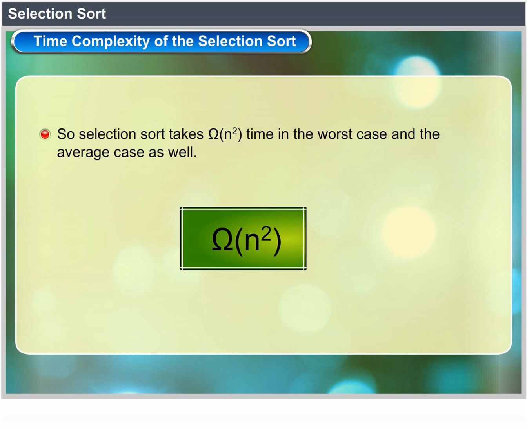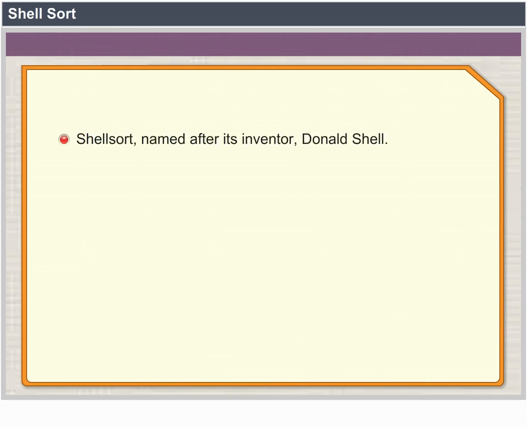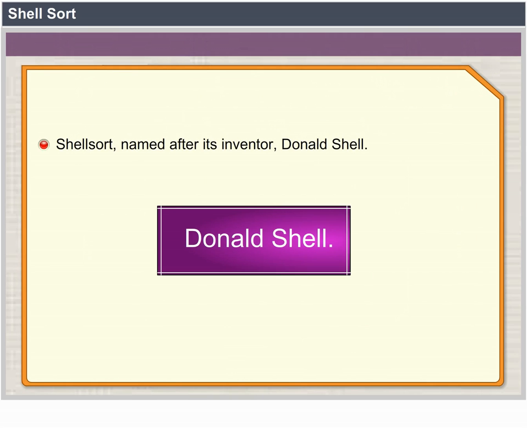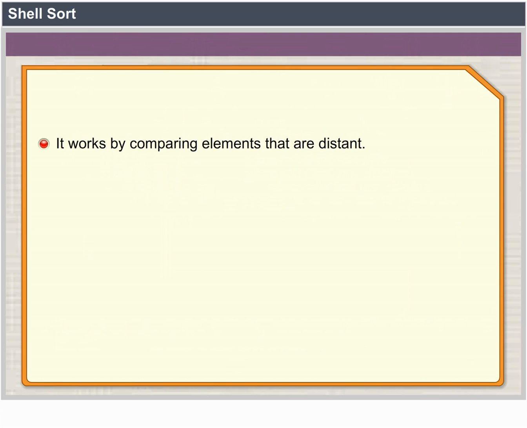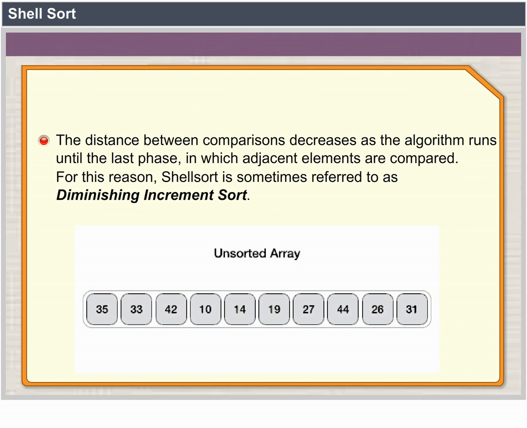Shell sort. Shell sort, named after its inventor Donald Shell, was one of the first algorithms to break the quadratic time barrier. It works by comparing elements that are distant. The distance between comparisons decreases as the algorithm runs until the last phase, in which adjacent elements are compared. For this reason, shell sort is sometimes referred to as diminishing increment sort.